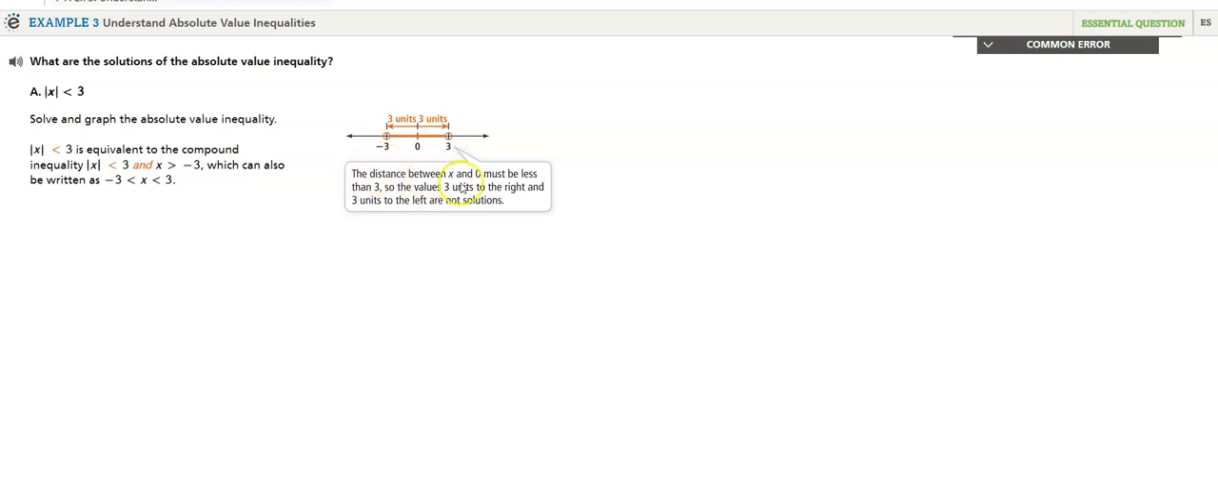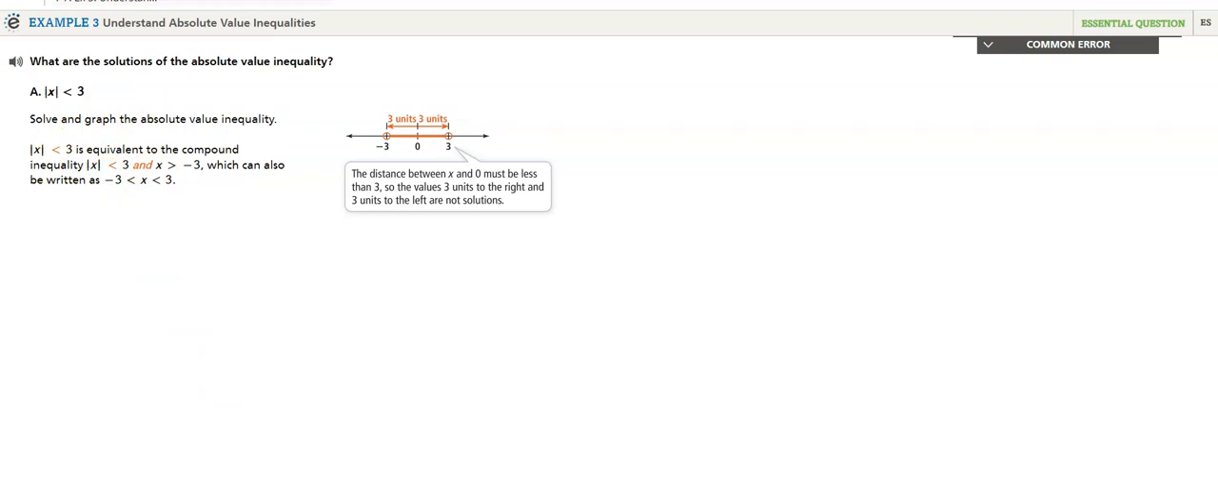So because the distance between x and 0 must be less than 3, the values 3 to the right and 3 to the left are not solutions, but everything between is. So this absolute value sign is saying that anything that is a distance less than 3 is our solution. We could write that as two separate inequalities here.